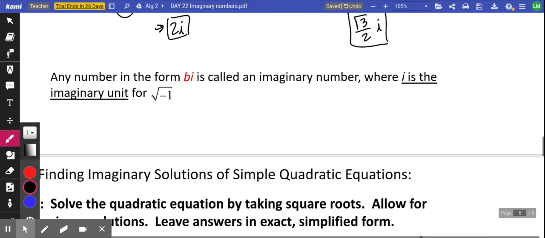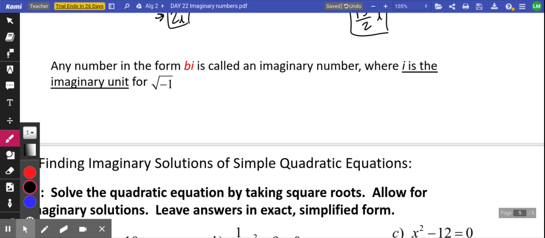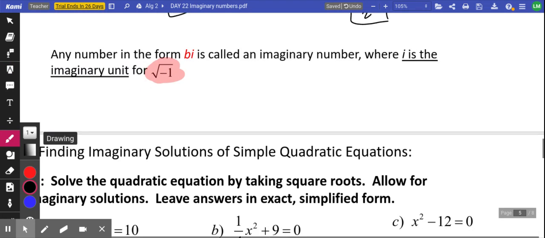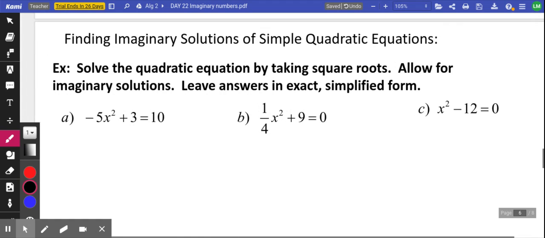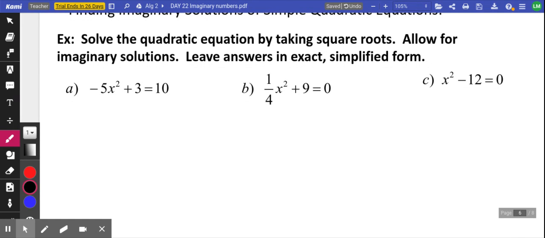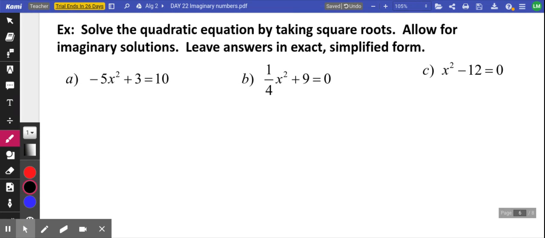All right. So again, this is the key here. i is the square root of -1. So now, starting today, we can take the square roots of negative numbers. All right, couple practice problems here. Let's go ahead and take a look. All of these are in the form of just an x squared and some numbers. So these are all going to be solved by taking square roots.